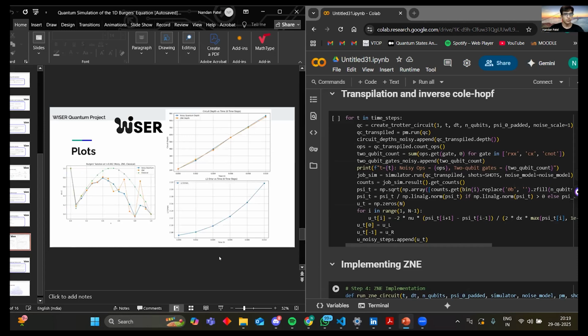And here are the plots that we have gotten for the implementation of the code. This one is the implementation of the Burgers solution at t equals 0.02. And on the right, you can see a circuit depth plot and L2 error plot as well. And they both scale linearly with time. They are not exponential, and therefore can be scalable.